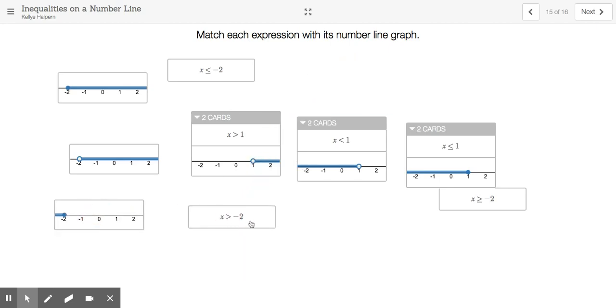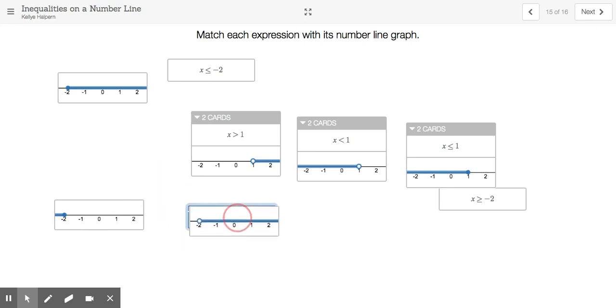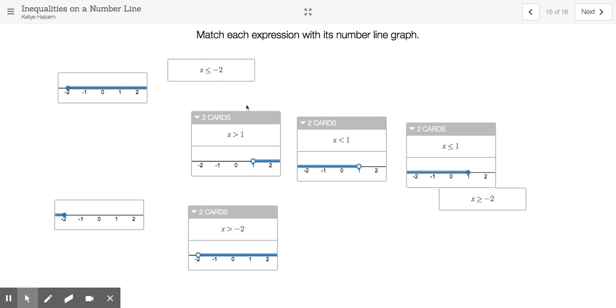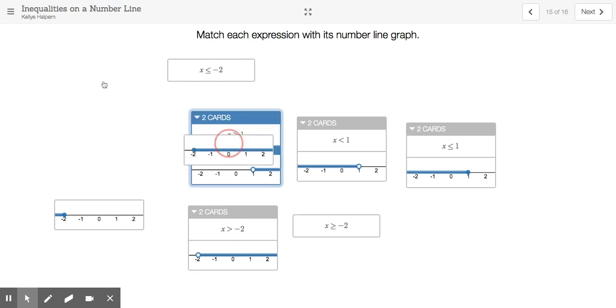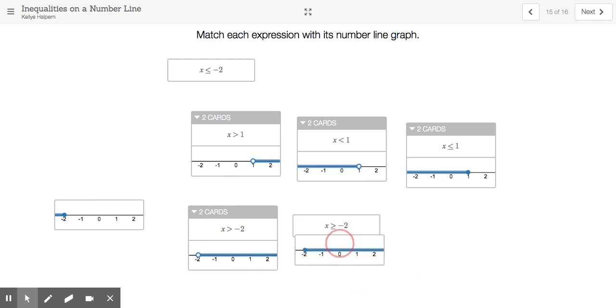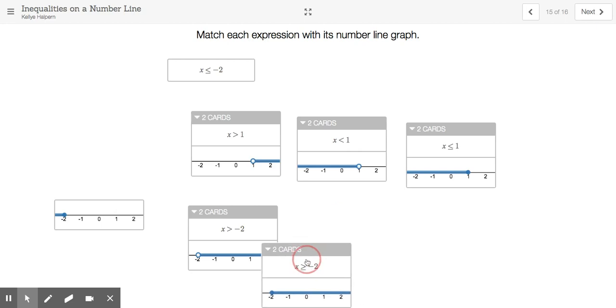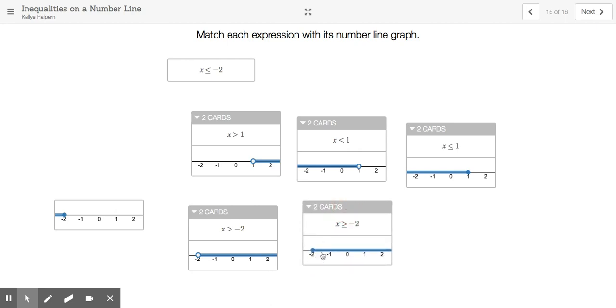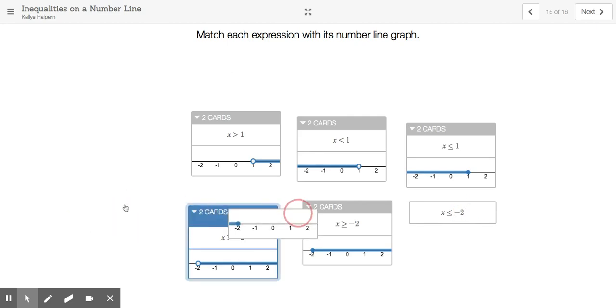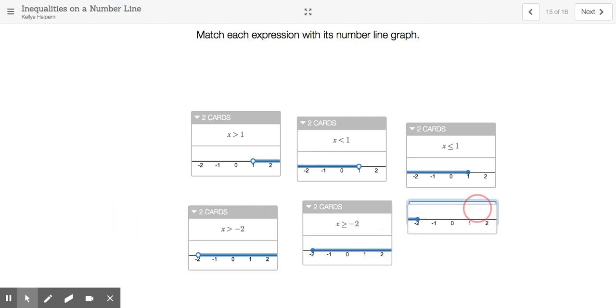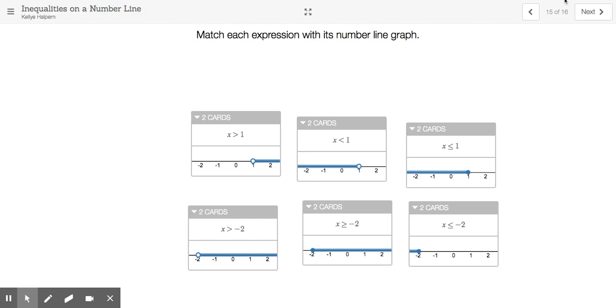X's that are greater than -2 would have an open circle at that number because the -2 is not included, and be going to the right, greater than. For x is greater than or equal to -2, there would be a closed circle at that value, and it would still show shading to the right. And then less than or equal to -2 would have a closed-in circle at -2 and be going to the left.